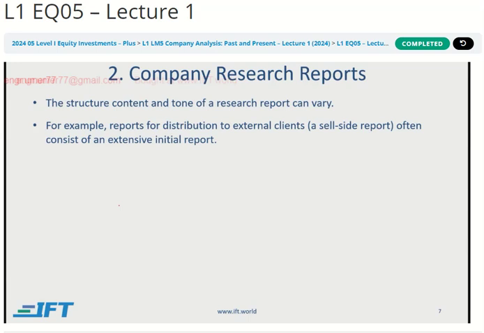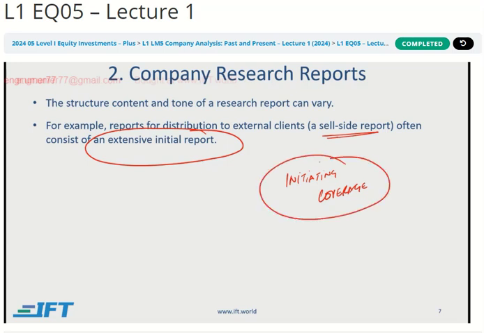Now the structure of the content and the tone can vary, right, depending on who's writing it and what the purpose is. We already talked about the sell side doing it for their clients, and this is usually very extensive if you are initiating the coverage. So usually what you'll see in the industry is that once a sell side broker is initiating coverage, which means this is the first report they are writing on that issuer, you'll have a very detailed report. But later on they're just maintaining the coverage, so they just provide new information and whatever has changed in terms of the valuation.